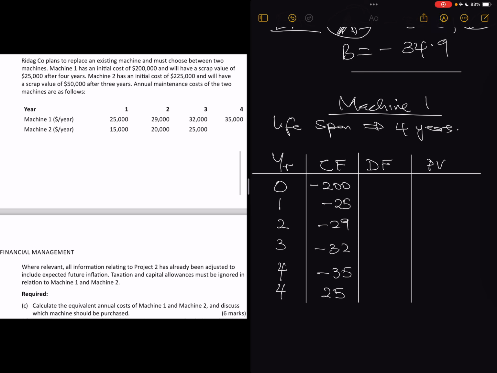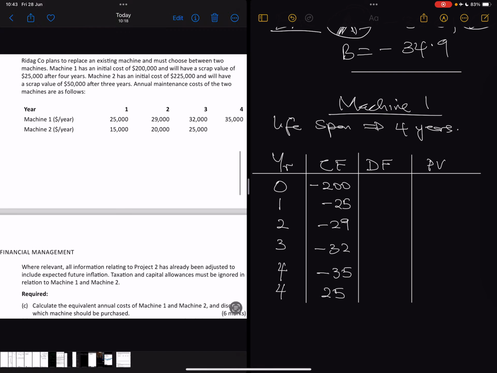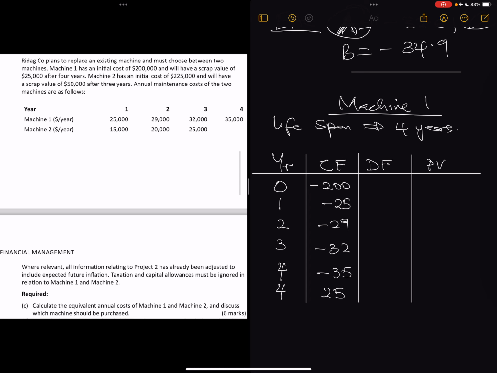So let's get our discount factor at the cost of capital. What is the cost of capital? It's omitted here, because it's probably in parts A and B of the question. So I will give you a cost of capital to use at 12%. We'll use 12% as our cost of capital for this question.